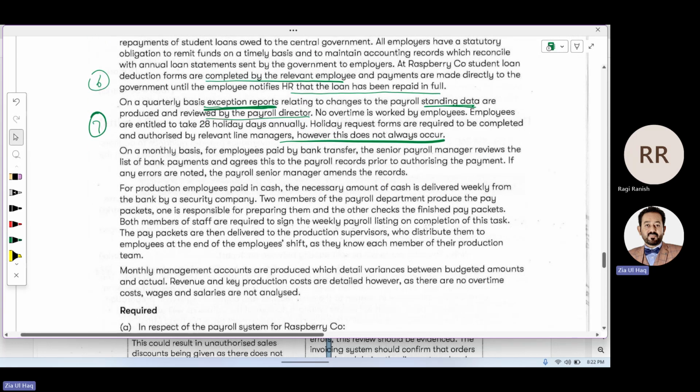On a monthly basis, for employees paid by bank transfer, the senior payroll manager reviews the list of bank payments and agrees this to the payroll record prior to authorizing the payments. If any errors are noted, the senior payroll manager amends the records.